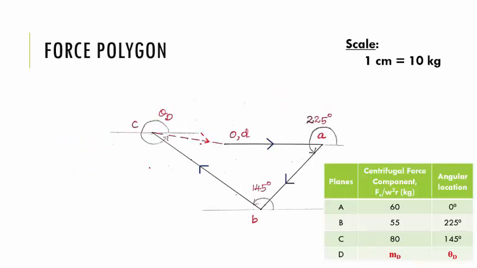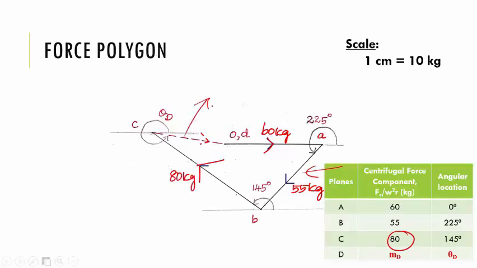Okay. In the force polygon, this side represents the force component of mass A, that is 60 kilogram. This side represents the force polygon side of mass B, that is 55 kilogram. This side represents the force polygon side of mass C, that is 80 kilogram. And this closing side represents the force polygon side of mass D, that has been measured as 44 kilogram.